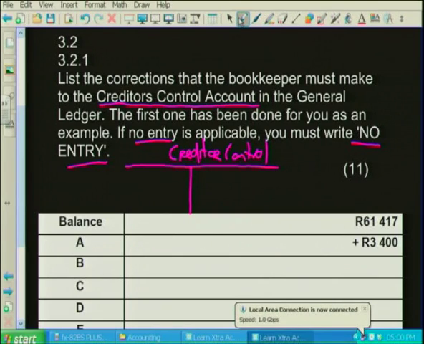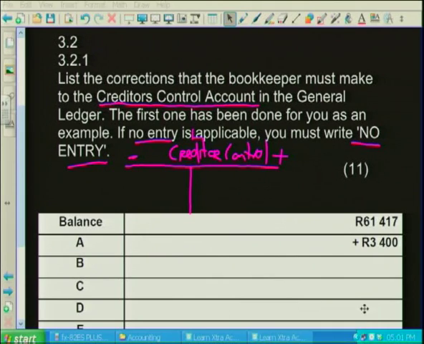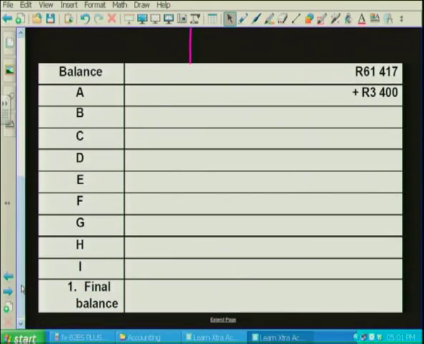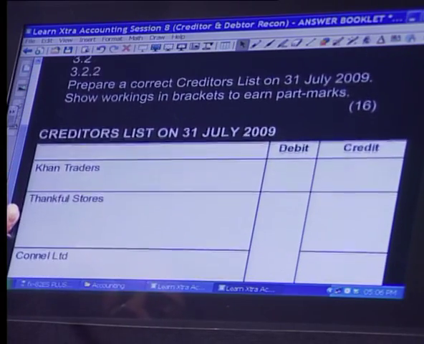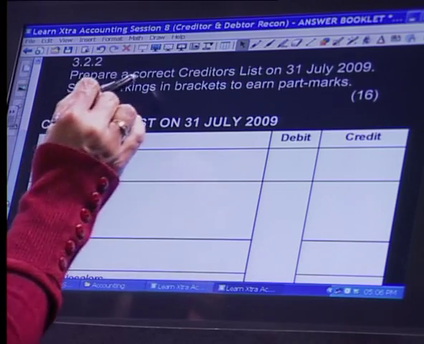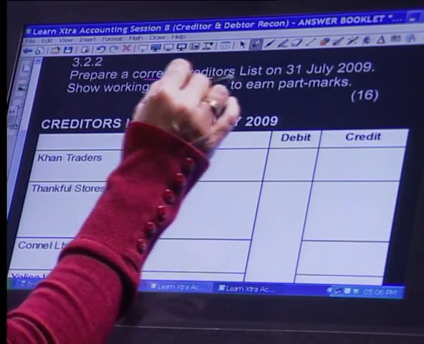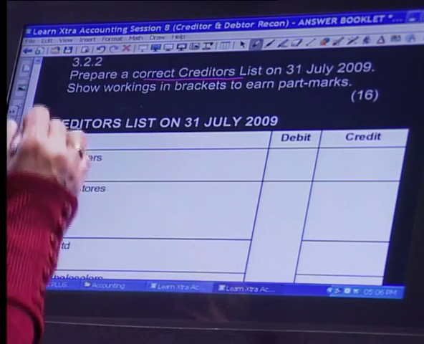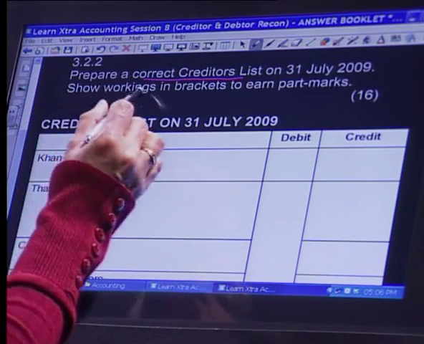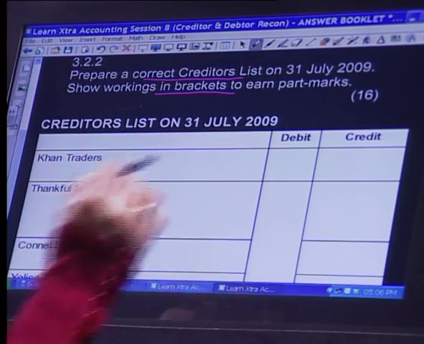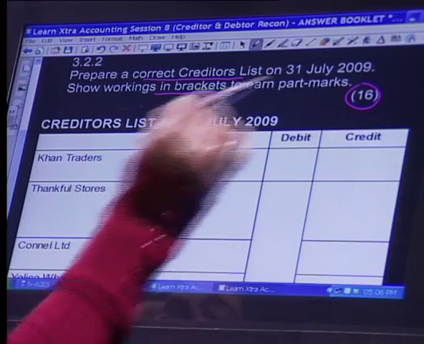Remind yourself this account is L for liability, decreases on the debit side, increases on the credit side. We've got our answer sheet, and then in the end they want us to calculate a final balance. The next part of the question is to prepare a correct creditors list on the 31st of July 2009, and again a reminder on the answer sheet: show workings in brackets to earn part marks, in this question for 16 marks.